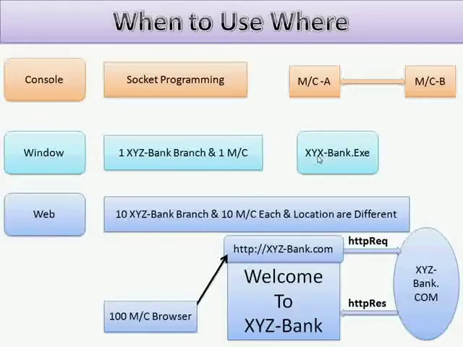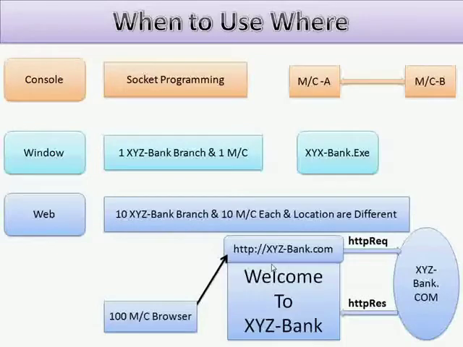After some time, the bank requirement gets changed. Now the bank has 10 branches and each branch has 10 machines, and the locations are also different. So in this case I have 100 machines. It is not possible for me to install xyzbank.exe everywhere. So here I go for an ASP.NET website. I create one website called xyzbank.com. So all the 100 machine users use their browser and just type the URL http://xyzbank.com. So here my requirement gets achieved.